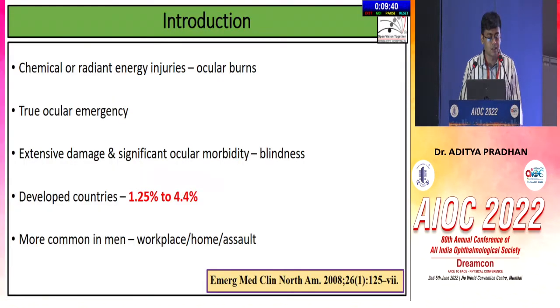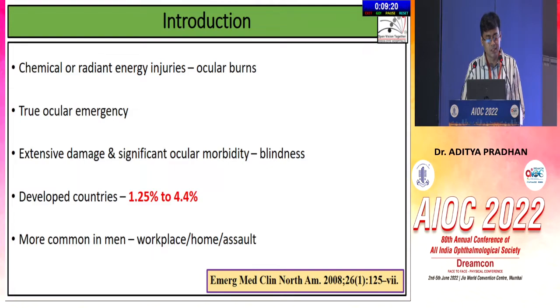Chemical or radiant energy injuries to the ocular surface constitute what we commonly call ocular burns. As sir has rightly mentioned, it is a true ocular emergency. It can cause extensive damage and significant ocular morbidity to the ocular surface, leading to blindness in the long term.